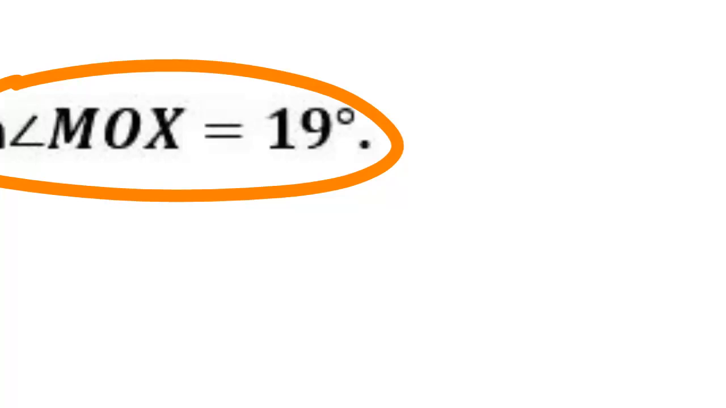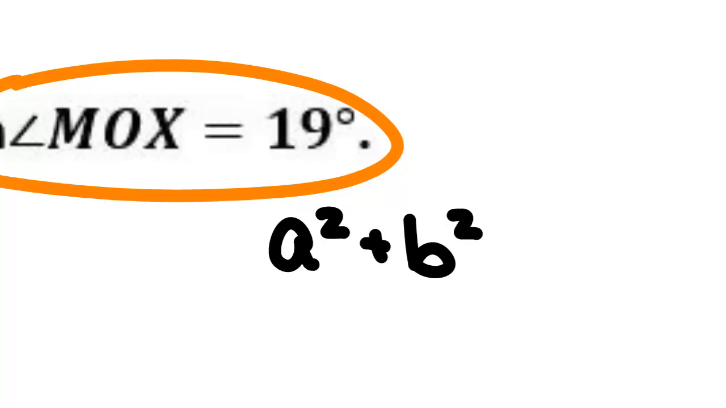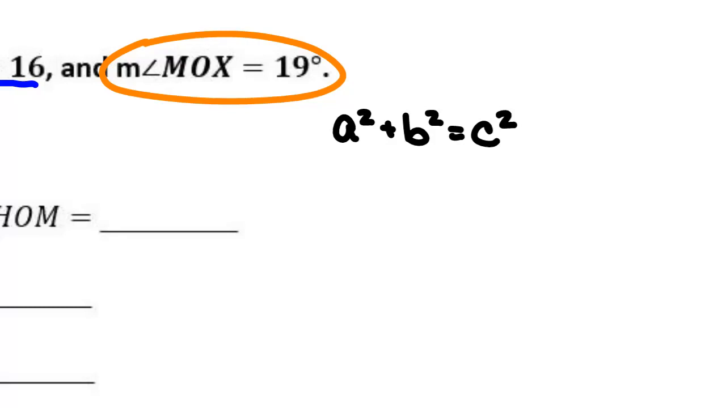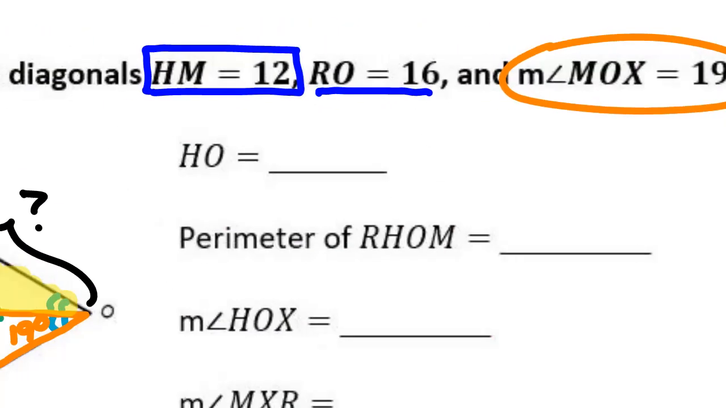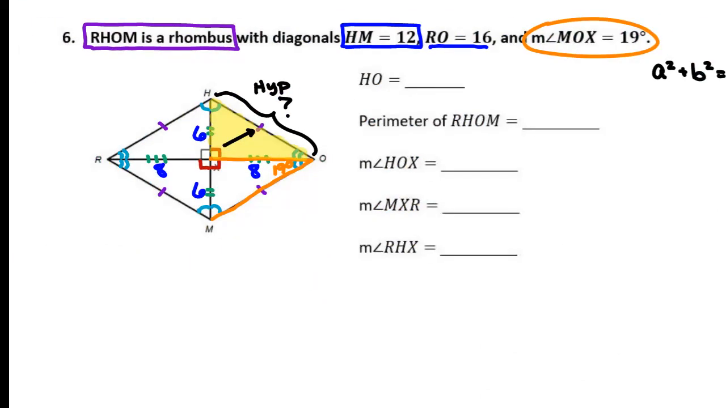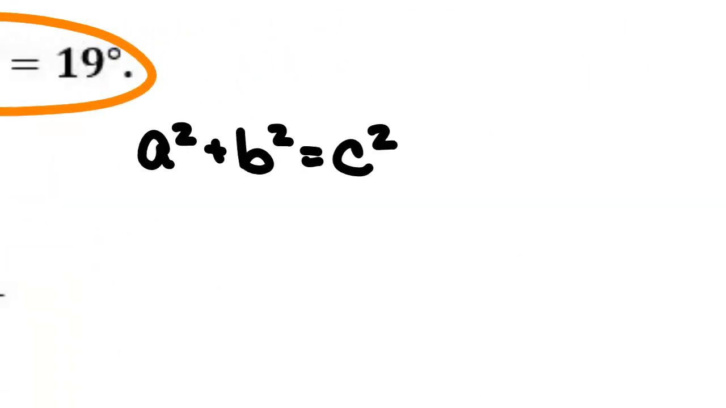I can use the Pythagorean theorem: A squared plus B squared equals C squared. Which part of the right triangle are we looking for? A, B, or C? C. This is the hypotenuse that we're looking for. It is across from that right angle. So I'm going to put HO in the place of C.